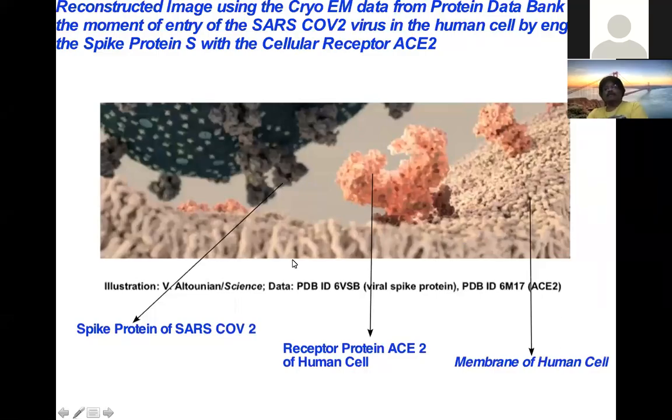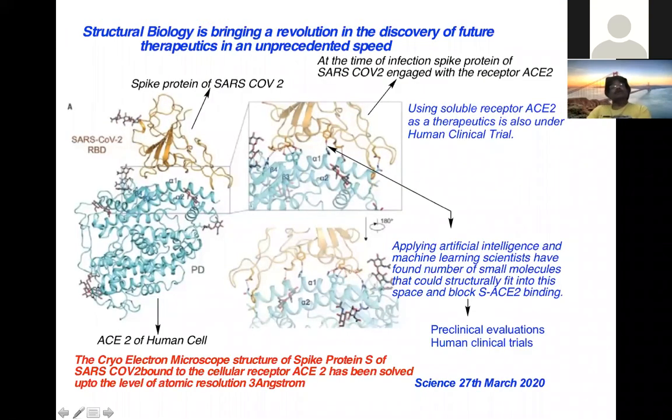Here, receptor protein S2, and this is the human membrane. Now, in the last couple of years, there is a revolution in structural biology, which is unprecedented. And this is actually enormously helping the drug discovery for this kind of work.